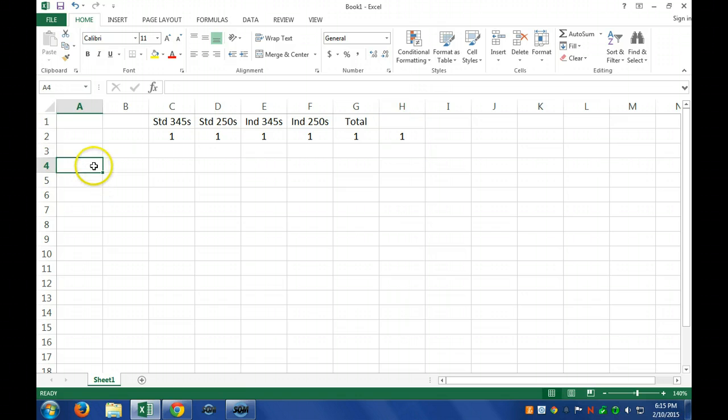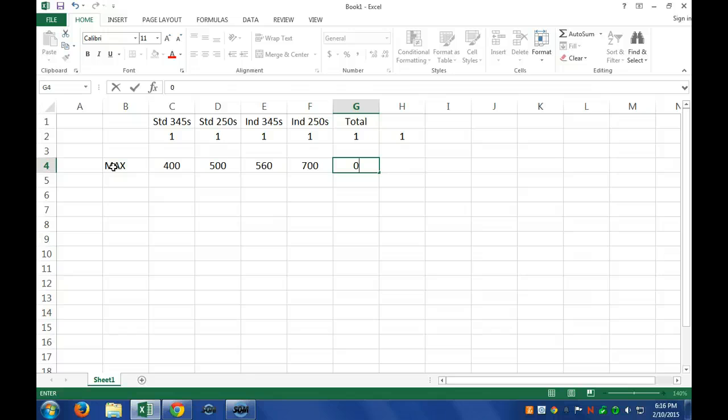Okay. And I'm going to put my profit here. I think this was 400 and this was 500 and this was 560 if I recall, and this was 700. And because it's not there, I assume it to be 0. I could put in the 0 if I want. I don't know why I put a 1 there. Or I don't need to.